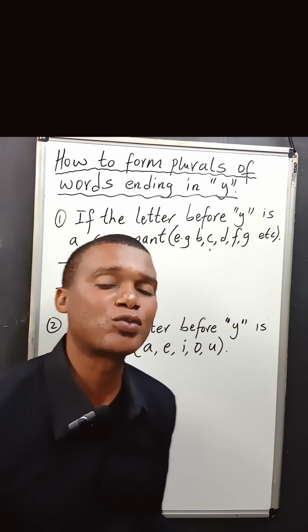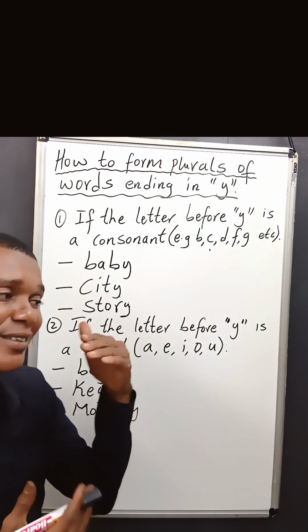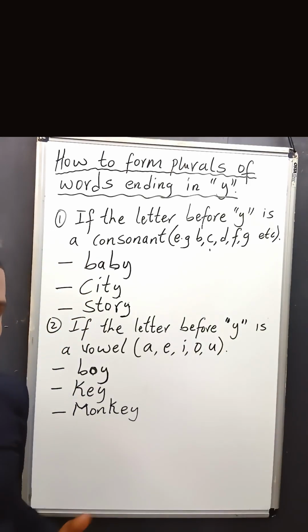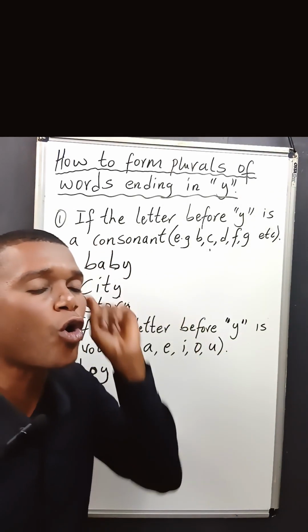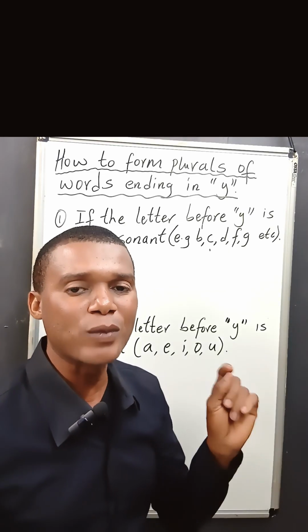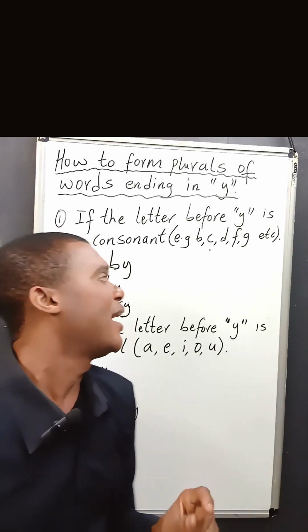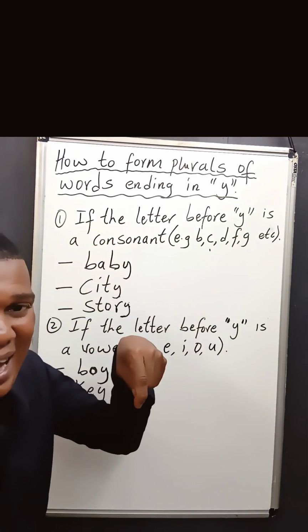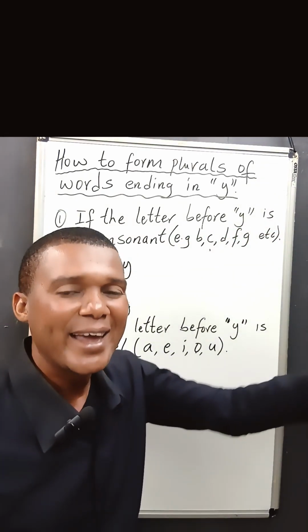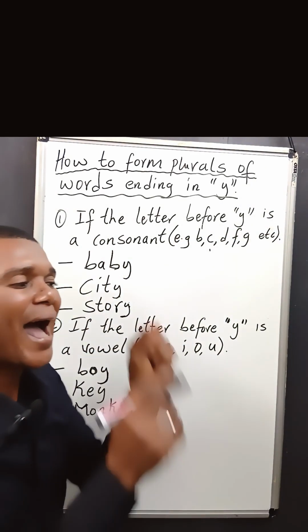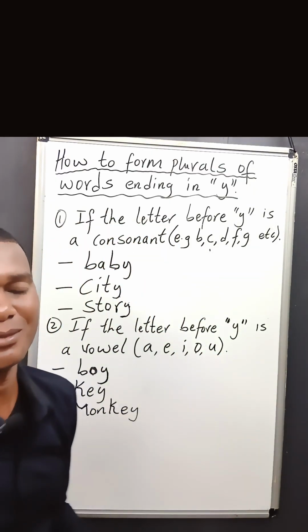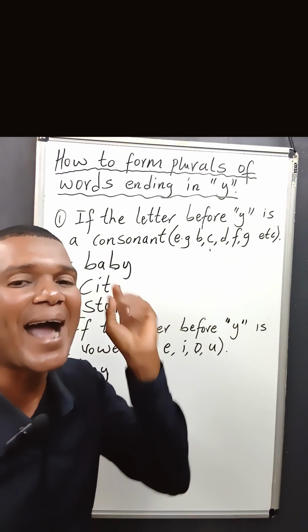Now, we know there are 26 alphabets. Remove the 5 vowels, and what remains is 21. So there are 21 consonants. If the letter before Y is a consonant, we remove Y and add IES.